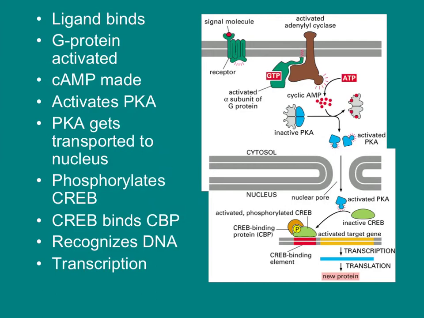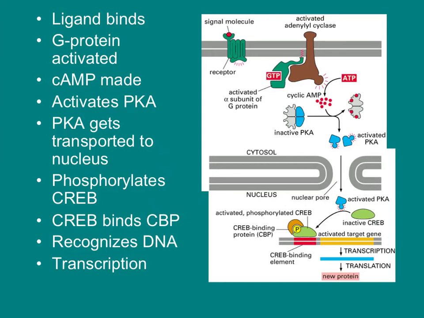And in this case, okay, this is DNA, right? And they're saying that there are places in DNA that proteins bind. And one of these is called a CREB binding element. So that means we're going to get the protein CREB. So CREB gets phosphorylated. The phosphorylated CREB then binds the CREB binding protein.